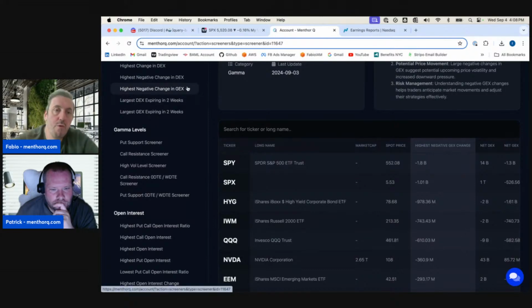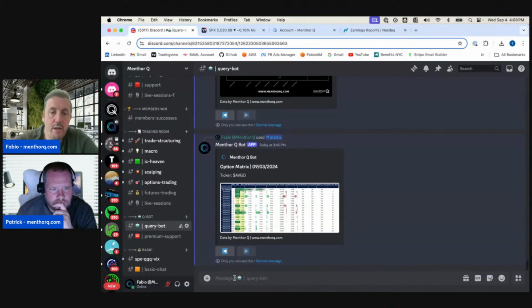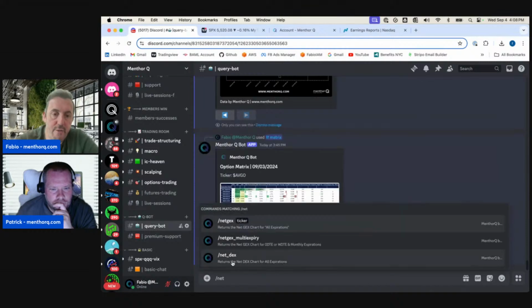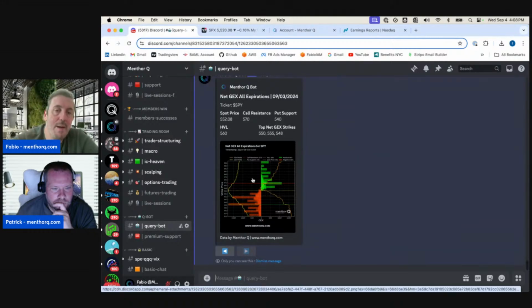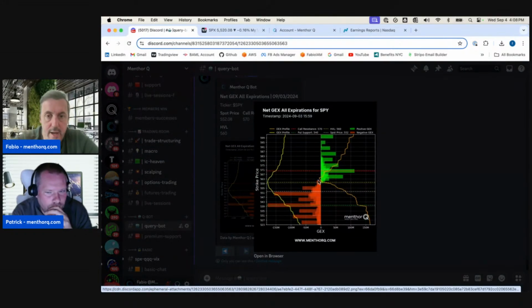Okay, so let's now move to the bot, right? And let's look, for example, at our first chart, which is the net GEX. And we want to look at SPY, right? We want to see what the net gamma profile for SPY is. If you're not familiar, the net GEX chart will show you the net gamma exposure at different strike prices for all expirations or for multiple expirations. In this case, this chart will show you all the option chain data. So here we can see a lot of red bars at 539, which is also our put support level, 540 actually. And then we see our call resistance level at 570.